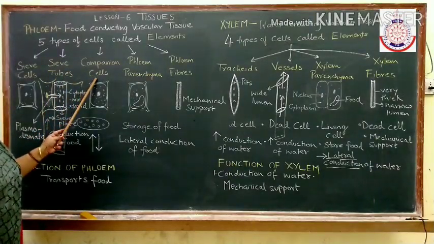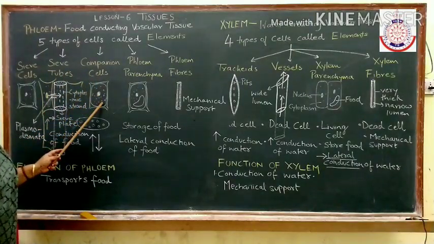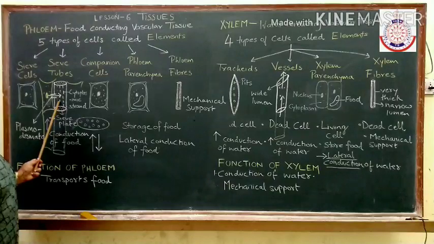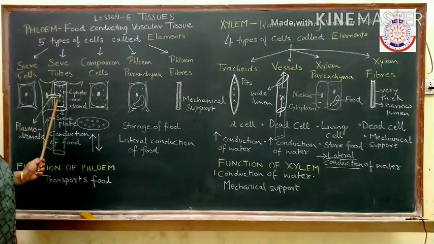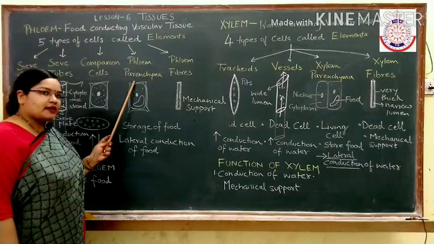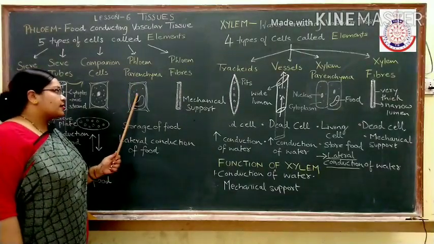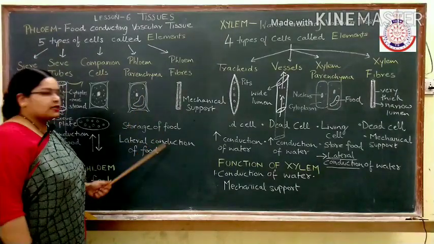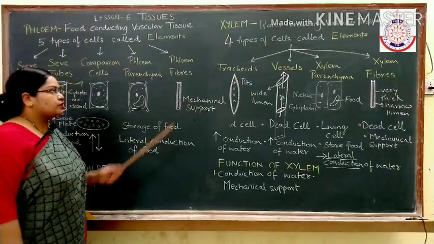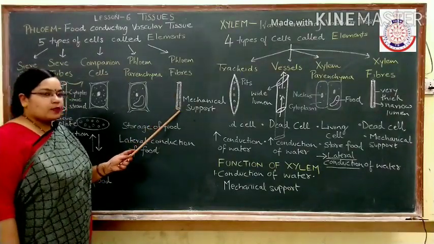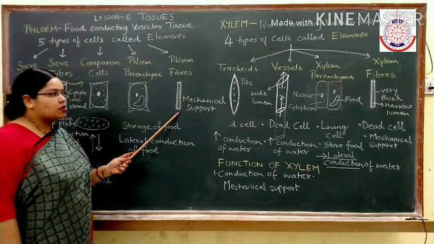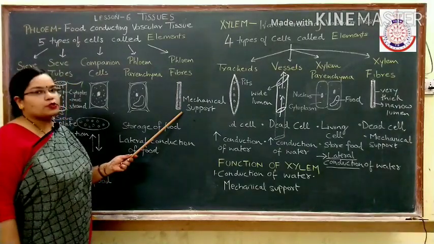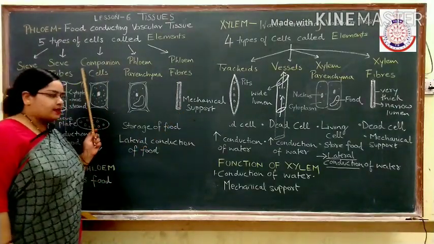Companion cells are living cells with a large nucleus and dense cytoplasm, and their main function is to keep the sieve tube cell alive, to help the sieve tube cell. Next is phloem parenchyma, a living cell with nucleus, cytoplasm and vacuole. Their function is to store food and help in lateral conduction of food. Phloem fibers are made up of dead cells, have thick cell wall, narrow lumen, and their function is they provide mechanical support to the other phloem elements.